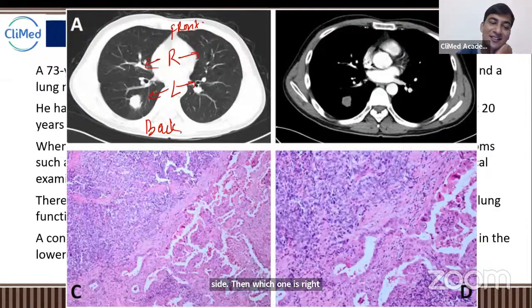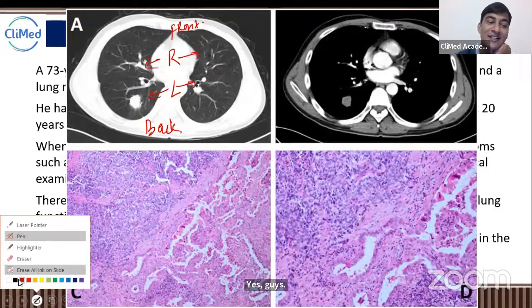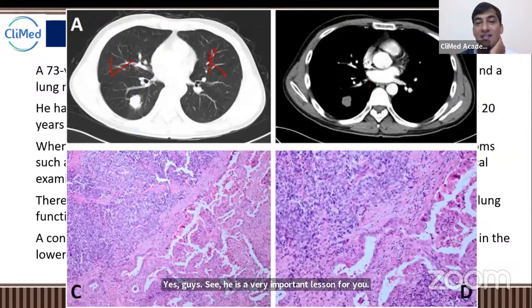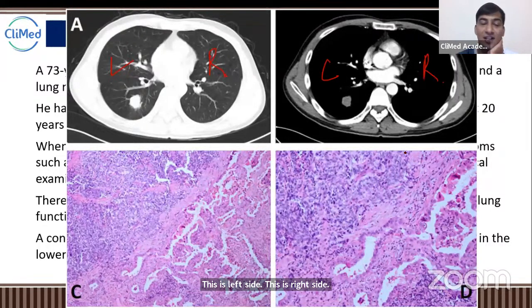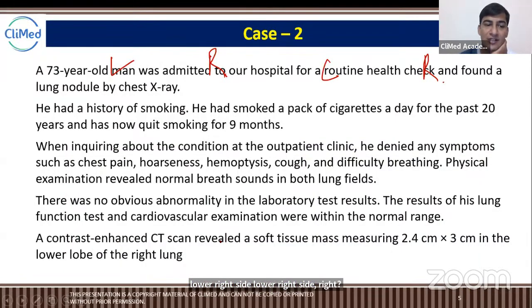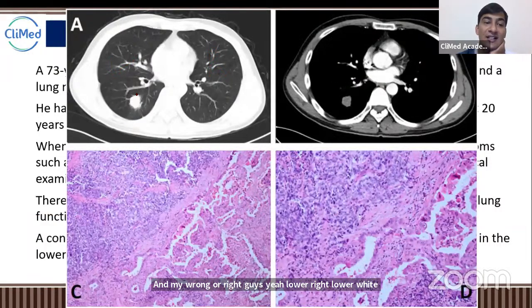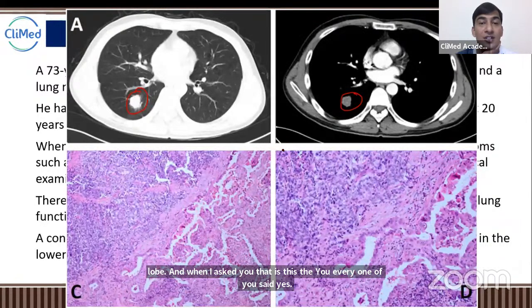Yes, guys. Here's a very important lesson for you. This is left side, this is right side. This person has the lump or nodule in the lower right side, lower right lobe. Am I wrong or right, guys? And when I asked you whether this is the tumor, every one of you said yes. Was it logical or illogical? Tell me.